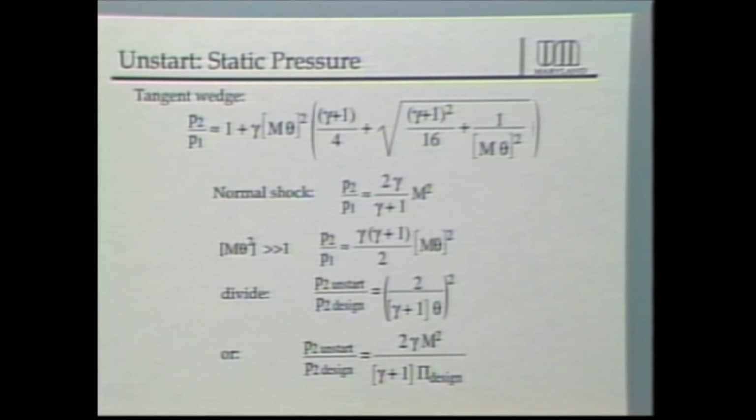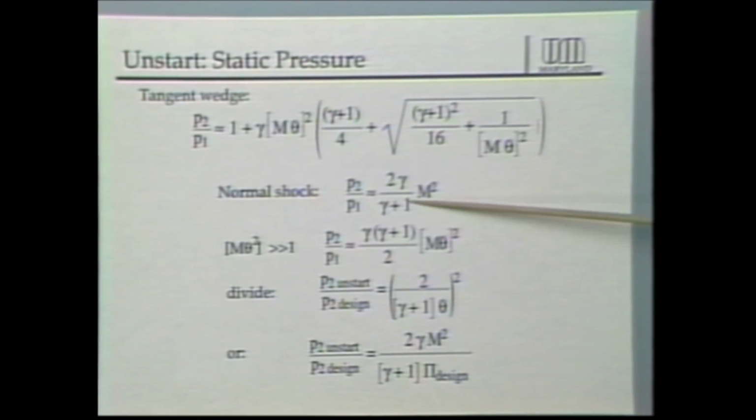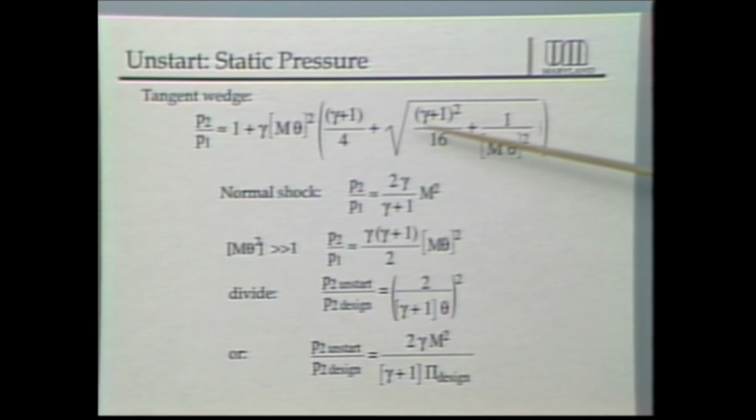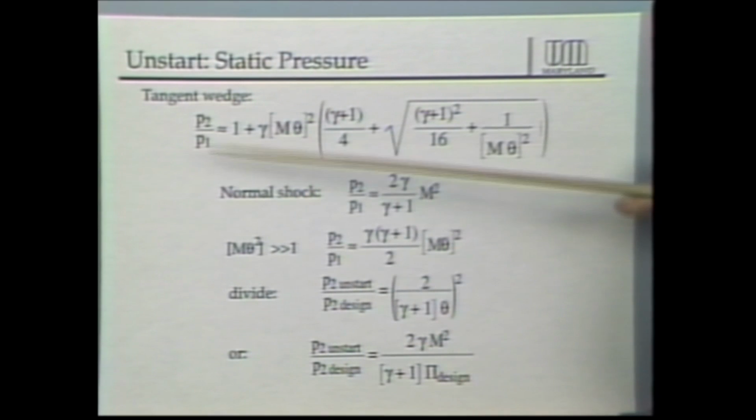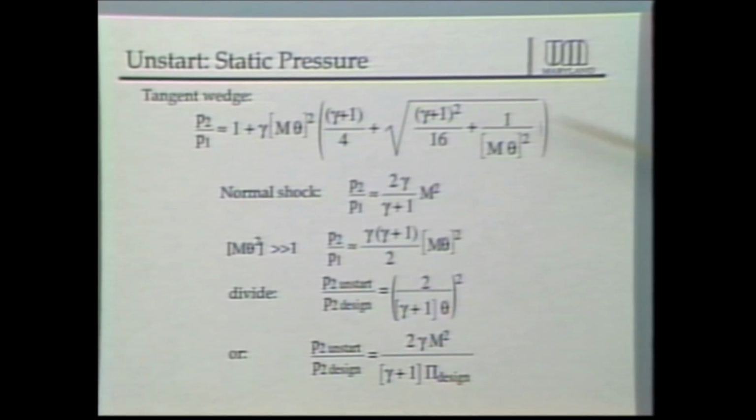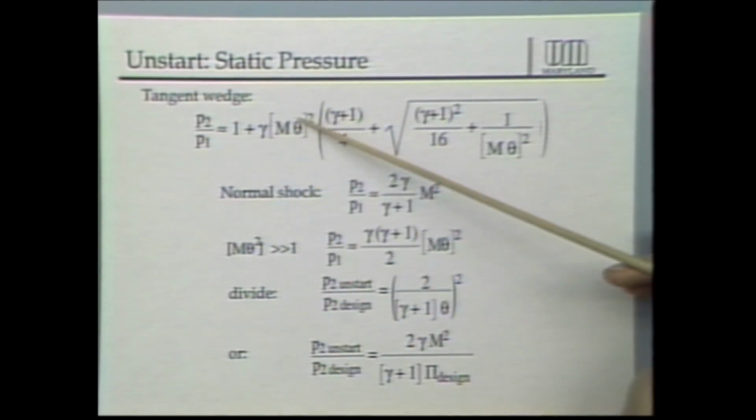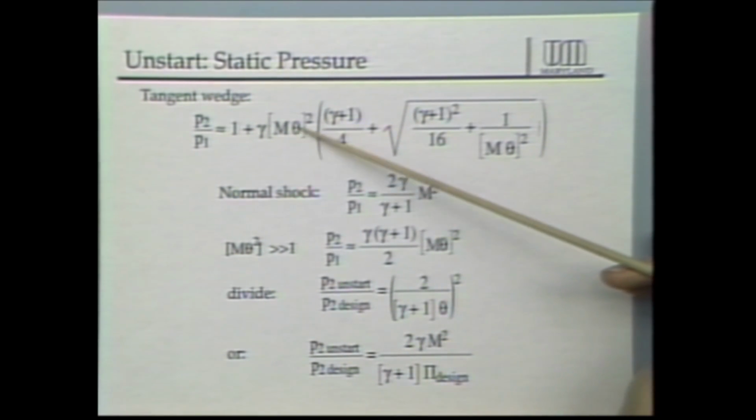We can skip over the next view graph and go to the view graph labeled unstart static pressure. Think about what happens to the static pressure inside this engine. The static pressure ratio across a normal shock is very much greater than the static pressure ratio across a weak oblique shock, especially at the high Mach number end. From the tangent wedge model, we can get an approximation for the pressure ratio across a shock at small angle. And here you see the hypersonic similarity parameter, Mach number times the angle of inclination.